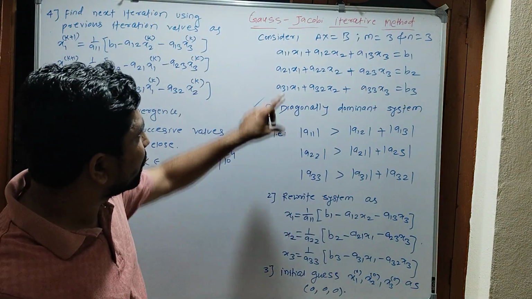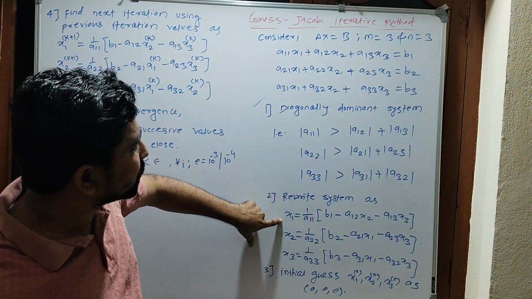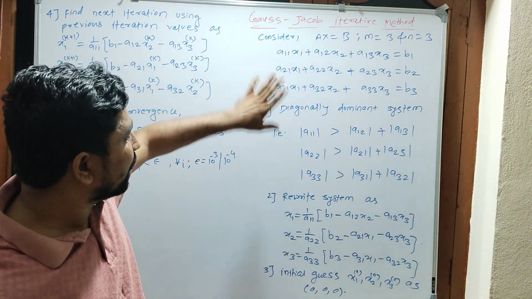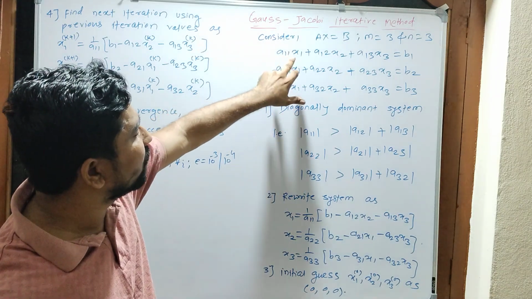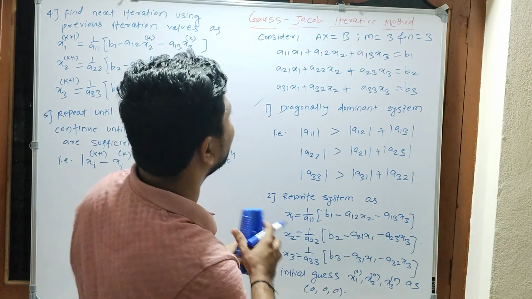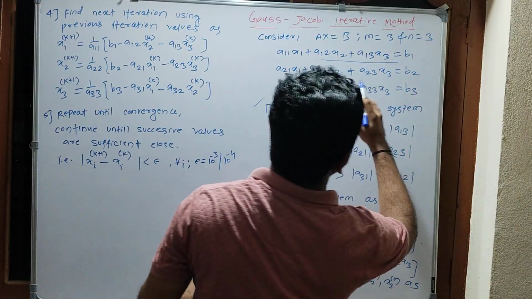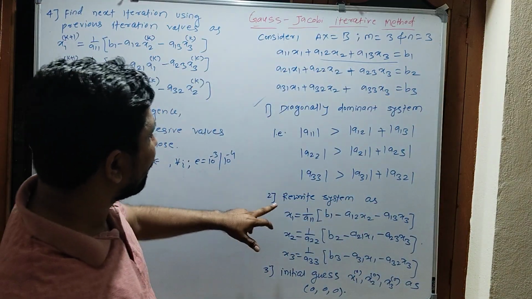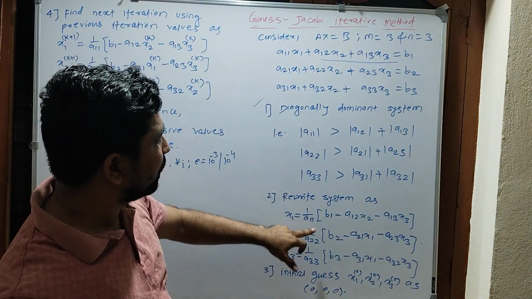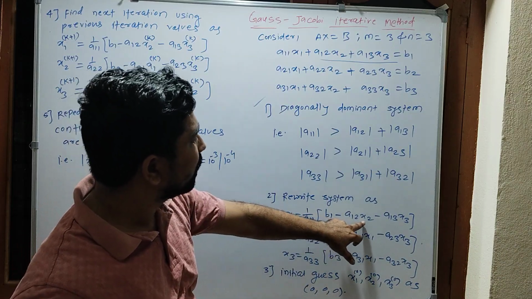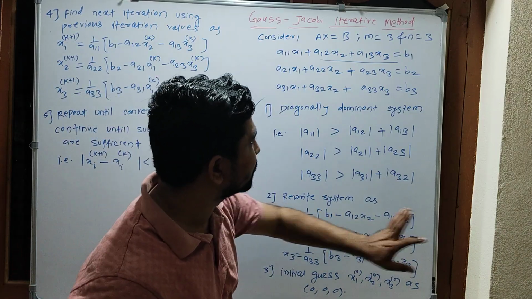Now write the given system in terms of x1 corresponding to the diagonal entry a11. So here I will take a11 x1 equal to b1, and I will take this much part from the right-hand side. After that I will divide by a11. x1 is equal to 1 by a11 times b1 minus a12 x2 minus a13 x3.